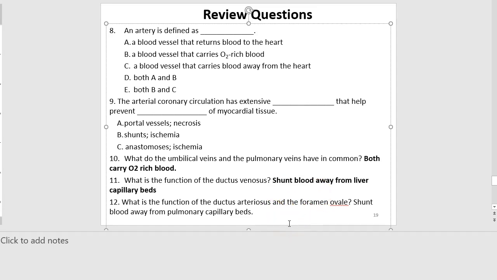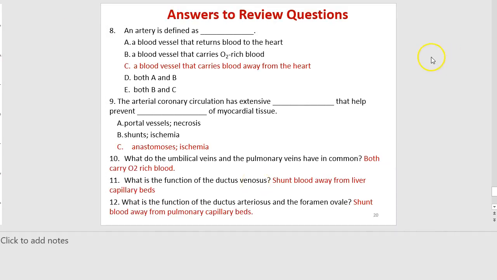Number 12 asks, what's the function of the ductus arteriosus and the foramen ovale? They both shunt blood away from pulmonary capillary beds. So let's just check the answers of 8 and 9. Hopefully you got these right. Number 8 is only C, a blood vessel that carries blood away from the heart. And number 9, the answer is anastomoses.